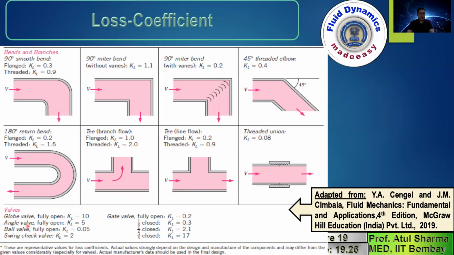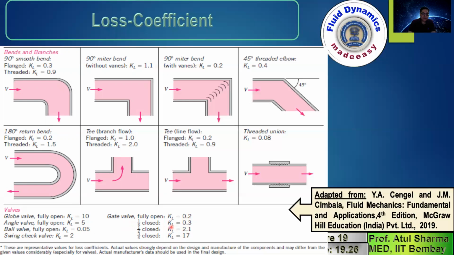You need valves for opening and closing, and depending on how much the valve is open, there are different loss coefficients. So this is for a globe valve, angle valve, ball valve. The loss coefficients are shown here. This is for swing check valve. For a gate valve, fully open, the loss coefficient is 0.2. If it is 1/4 closed, note that the loss coefficient increased to 0.3. If it is half closed, it is further increased to 2.1. But if it is 3/4 closed, the loss coefficient increases further. So this is 17.